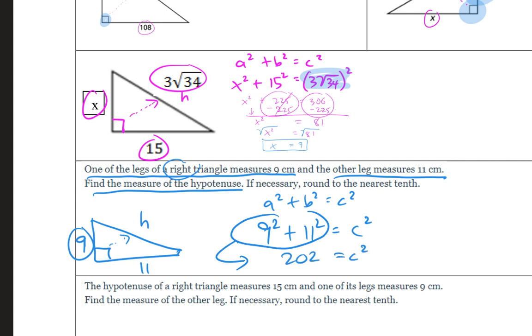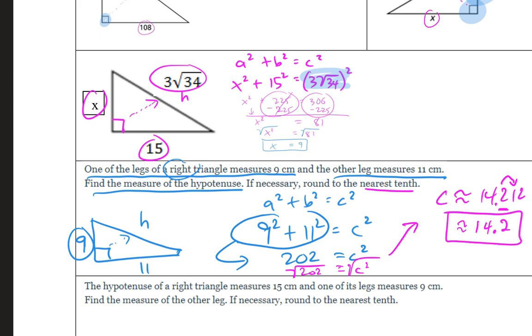As we talked about, we take the square root of both sides. So I take the square root of c squared, and the square root of 202. That gives me c is approximately 14.212. Now this one says to the nearest tenth, so we underline that 2, look to the 1, which tells us to bring down the 2, and then work to the left. So our answer is approximately 14.2.